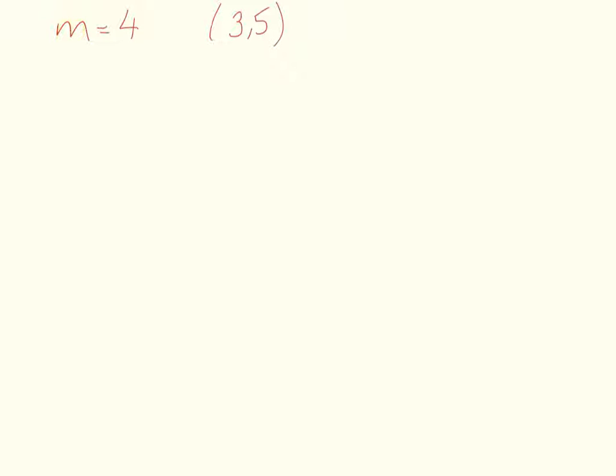Okay, let's imagine we were given a problem where it tells us that the gradient is 4 and the line passes through the point 3, 5. So we're not told what the y-intercept is, so we can use the formula y minus b equals m bracket x minus a. So we obviously know what m is. M is going to be 4, but to get the points a and b, we just need to label these points here. Label the points a and b.